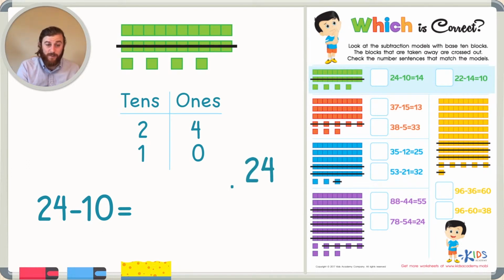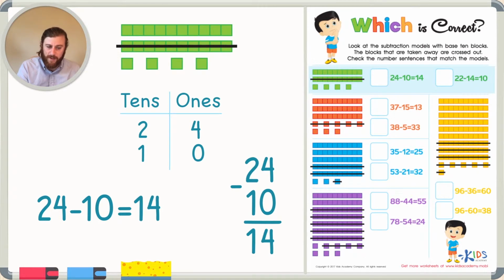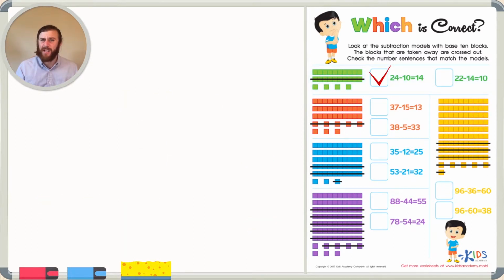Let's subtract 24 minus 10 to double check our work and make sure we have the correct number sentence. 4 minus 0 is just 4 because you're taking nothing away. And 2 minus 1 is 1, giving us a total of 14. So we know the correct number sentence is 24 minus 10 equals 14, our first answer choice. Let's take a look at the next problem.